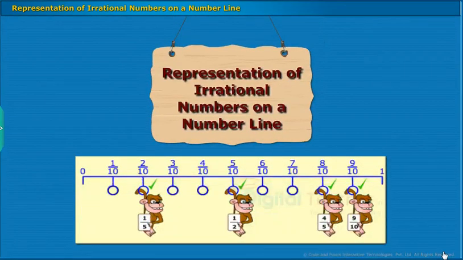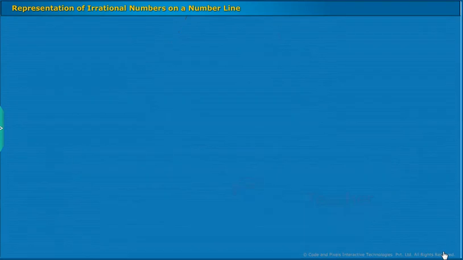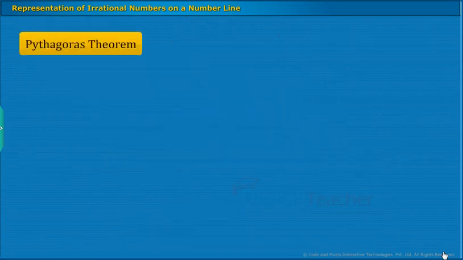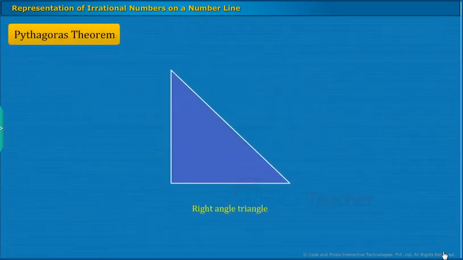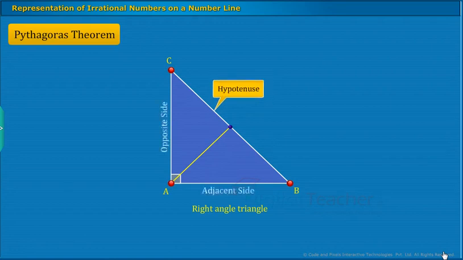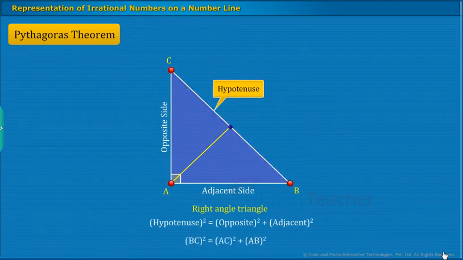Now, let us learn how to represent irrational numbers on a number line. Before going to learn the representation of irrational numbers on a number line, we need to know about the Pythagoras Theorem. The Pythagoras Theorem states that in a right-angled triangle ABC, the line opposite to the right angle is the hypotenuse, and the hypotenuse square is equal to the sum of the squares of the other two sides, as shown on screen. Now, let us go back to how to represent the numbers with roots on a number line.